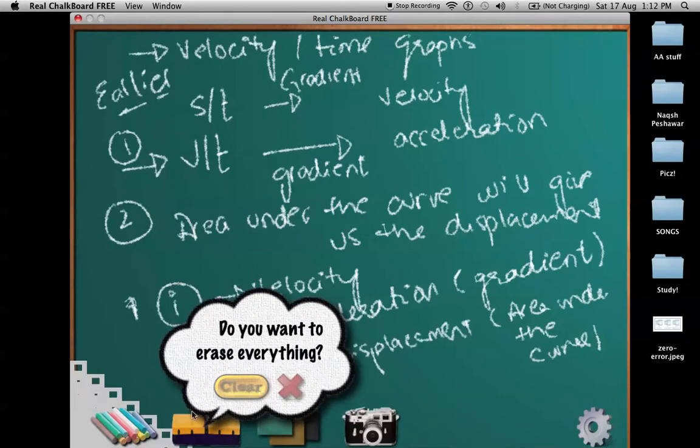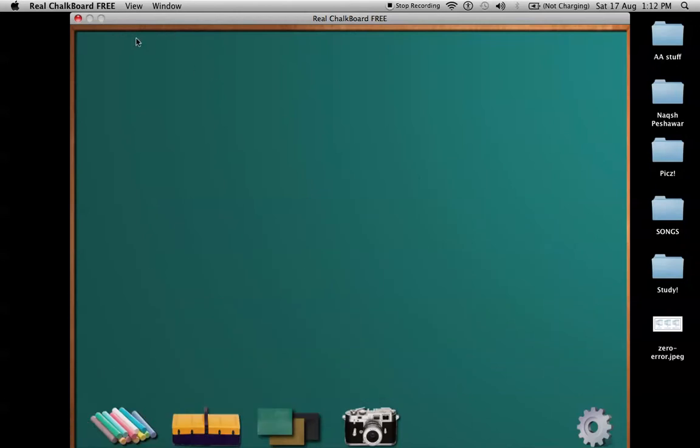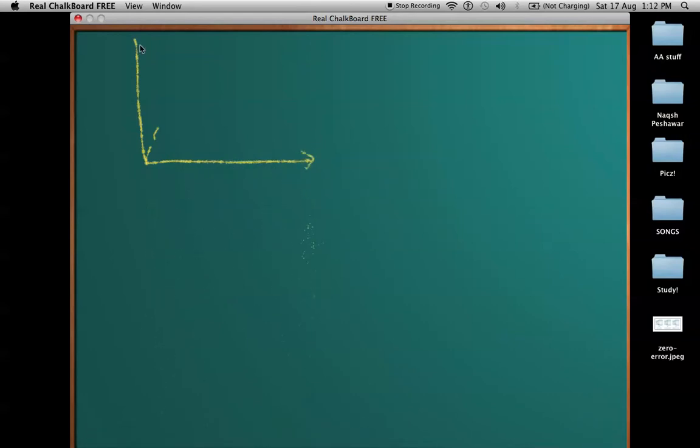Let's take a simple example. This is the velocity time graph. This axis is the velocity in meters per second, and this axis is time in seconds. This is a simple graph, a straight line, very simple, like the examples that we always do. The velocity here is 6, this time is 2, this time is 6, and this time, let's say, is 8.